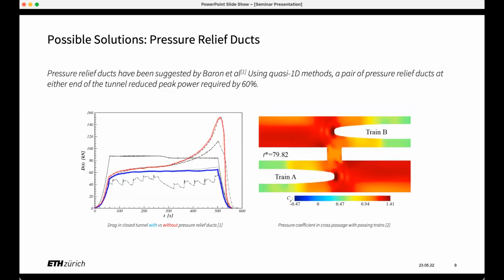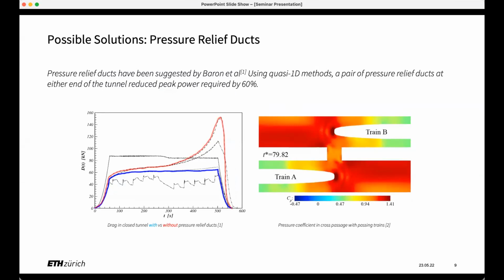Another method that's been suggested in literature is pressure relief ducts. In essence, this would involve connecting the two tunnels at the ends. As you think of a train approaching the end of a tunnel, the pressure is going to build because it has nowhere to go. So all we're doing here is actually giving it somewhere to go, which is the other tunnel.